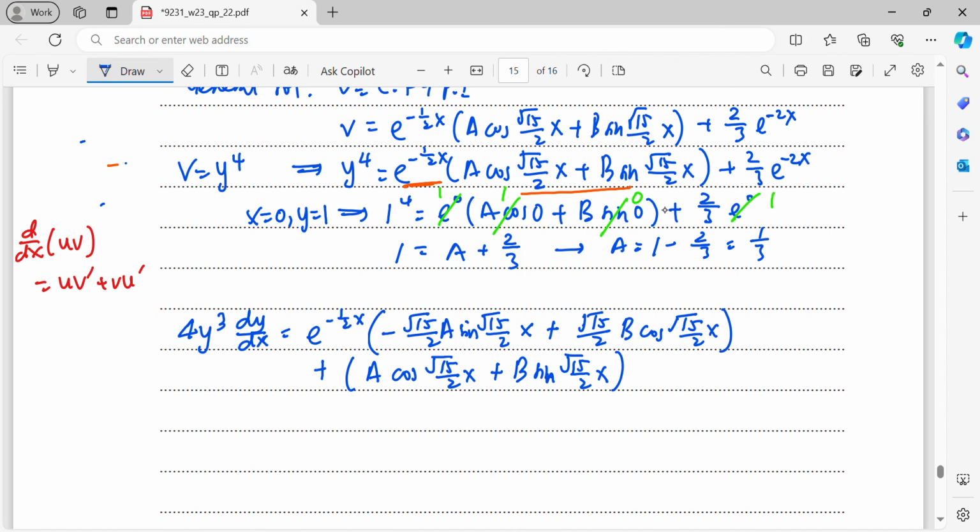Then you differentiate exponential negative half x. So you rewrite the whole exponential function and differentiate; negative half x is basically negative half. And then for the last term, you differentiate negative 2x, that is negative 2. So negative 2 times the 2 over 3, that is negative 4 over 3. So I will directly write negative 4 over 3 exponential negative 2x.